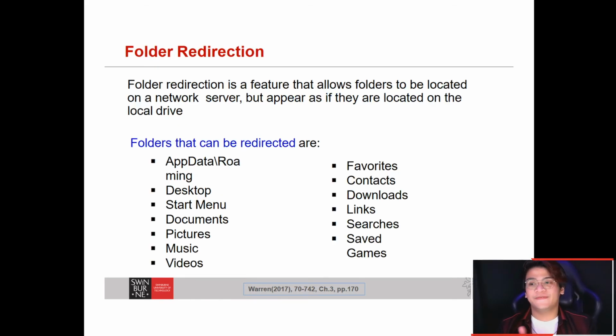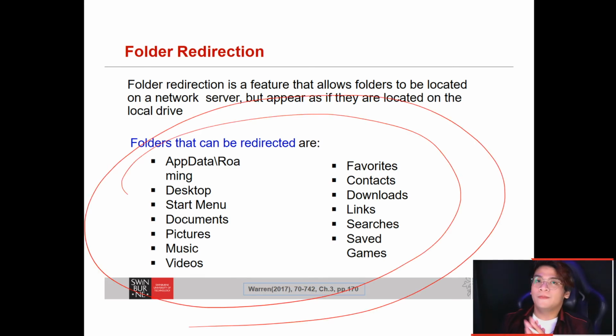Folder redirection is a feature that allows folders to be located on the network server, but appear as if they are located on the local drive. You can redirect this folder from a different file server to your computer using folder redirection. It appears as a normal folder even though that folder is actually from the file server.